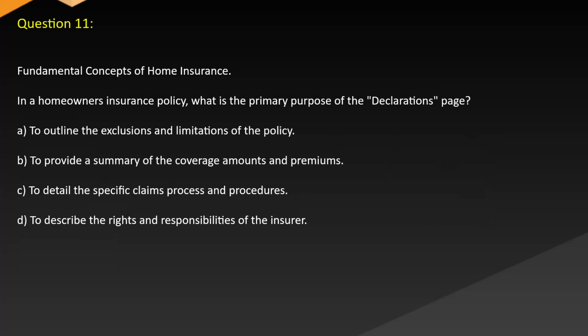Question 11. Fundamental concepts of home insurance. In a homeowner's insurance policy, what is the primary purpose of the declarations page? A. To outline the exclusions and limitations of the policy. B. To provide a summary of the coverage amounts and premiums. C. To detail the specific claims process and procedures. D. To describe the rights and responsibilities of the insurer.